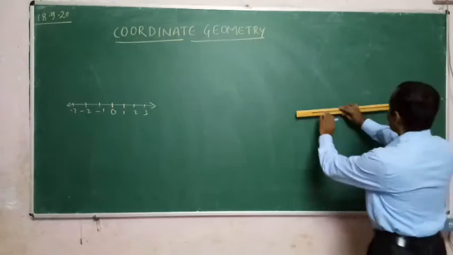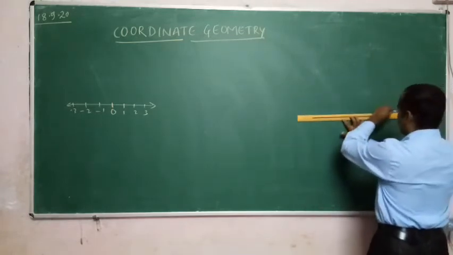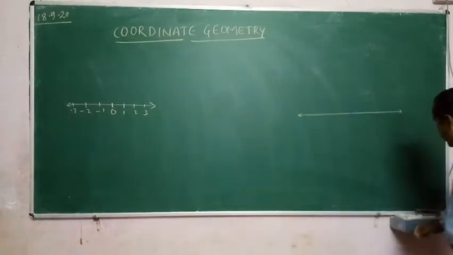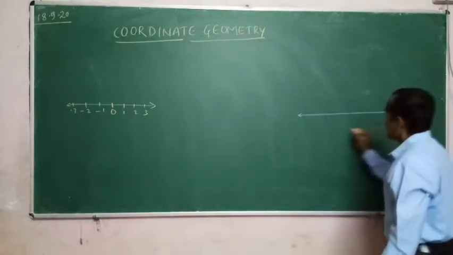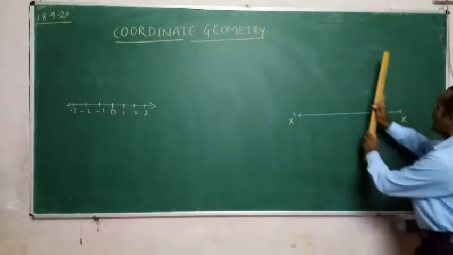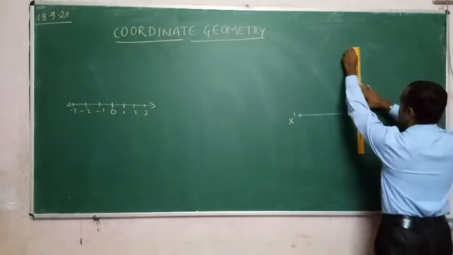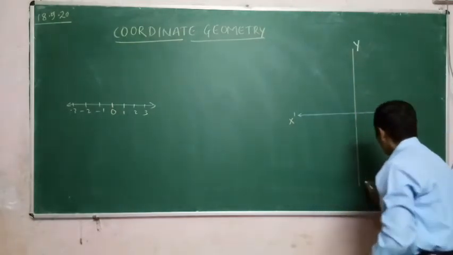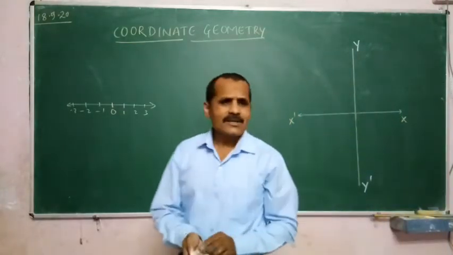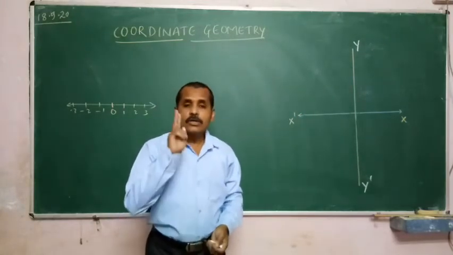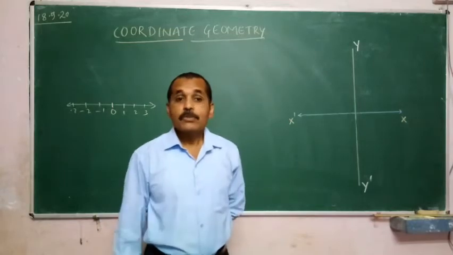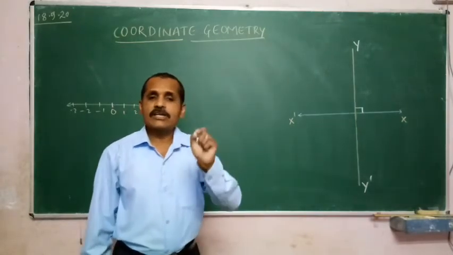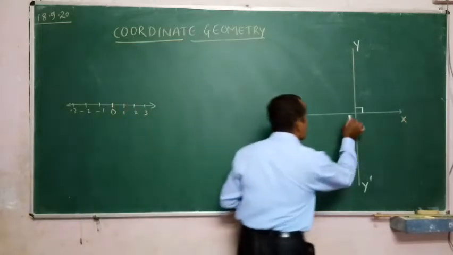Now, I will draw two lines. Look at the board properly. This line, which is a horizontal line, I will call it x dash, and I will draw the second line and call it y dash. My dear students, x dash and y dash are two mutually perpendicular lines. Angle is 90. X dash and y dash intersect at point O.